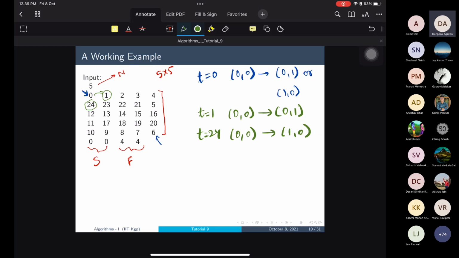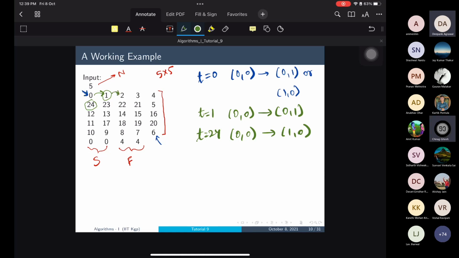Okay, let's try to find an optimal solution for this, like what will be the least time to reach from 0 comma 0 to 4 comma 4. Obviously, I'm not proposing any algorithm right now. I'm just showing how we can reach there. So at t equals 1, we can get to 0 comma 1. Then when can we move from 1 to 2?